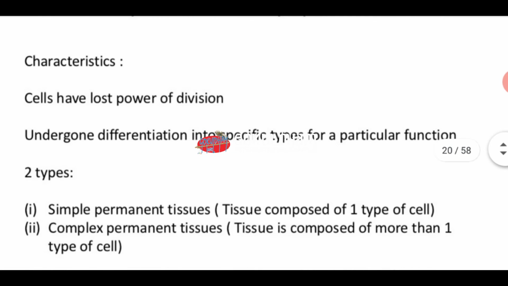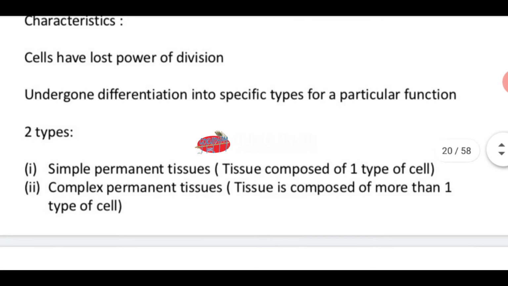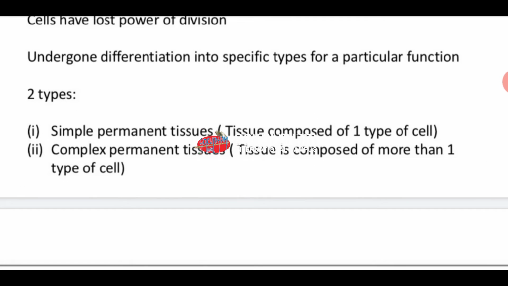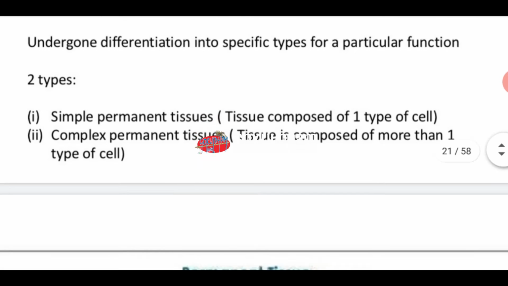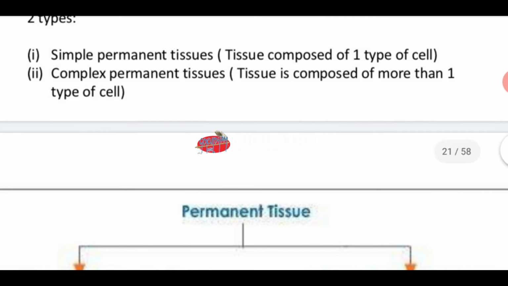There are two types of permanent tissue. The first one is the simple permanent tissue and the other is the complex permanent tissue. Simple permanent tissue means the tissue which is composed of only one type of cell, whereas a complex permanent tissue means the tissue is composed of more than one type of cell. So this is the difference between simple permanent tissue and complex permanent tissue.